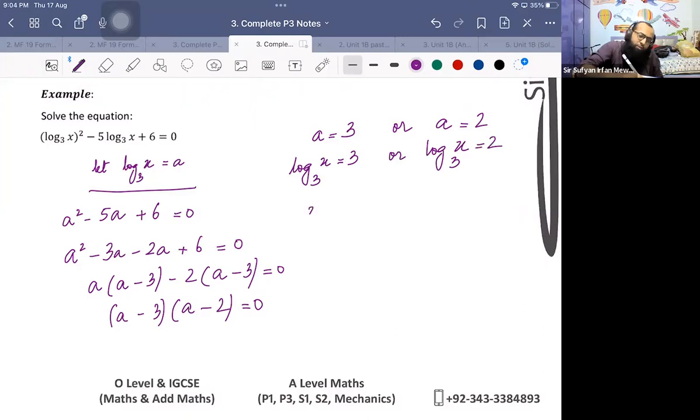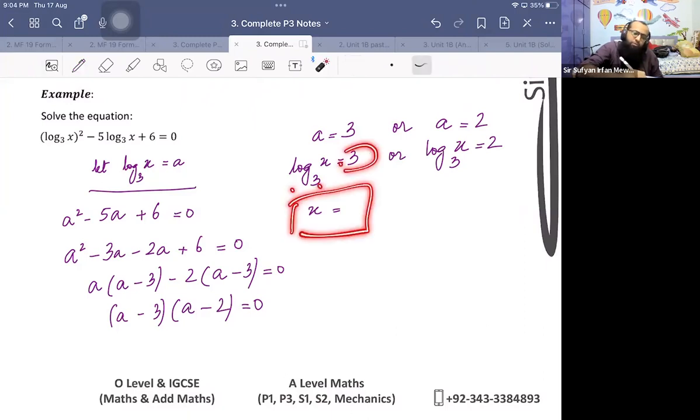Can someone tell me what the answers of x will be? What will this answer be? Log of x with a base of 3 equals 3. How will I get the value of x? Yes, it's 27.